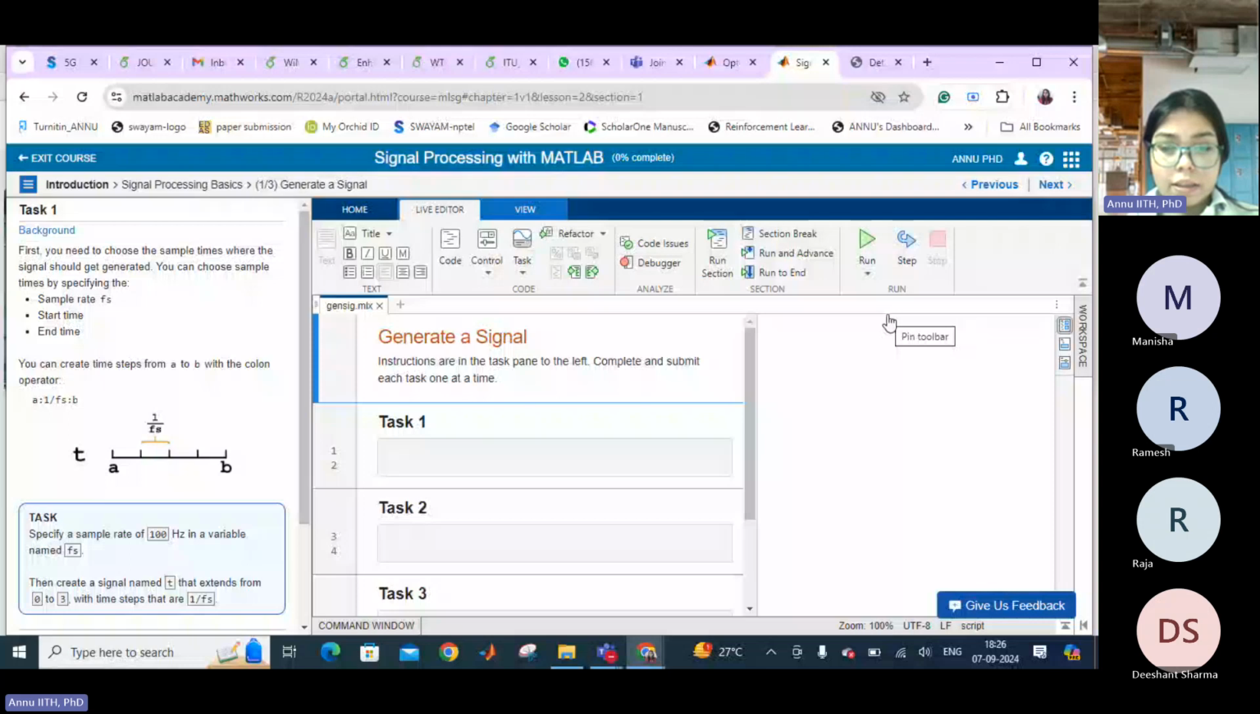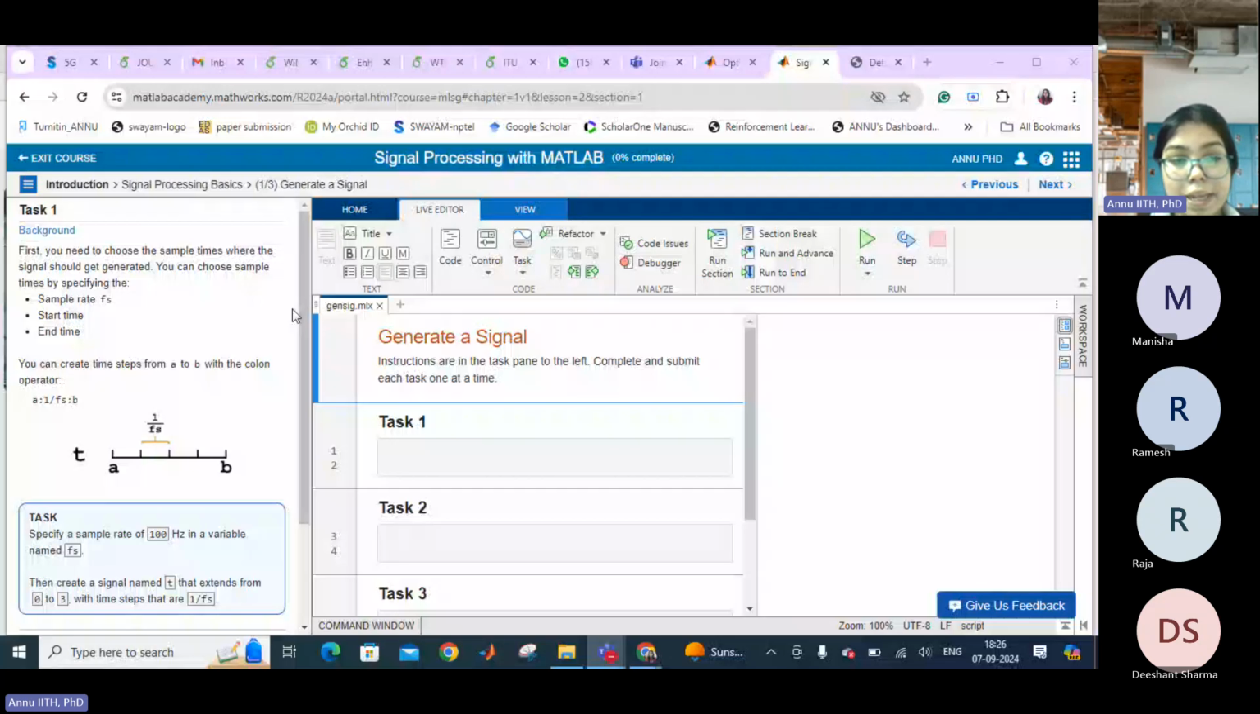So after Markov model, the second topic was analog to digital conversion. Previously we saw how to generate a signal, and that's fine. But after generating a signal, all the physically occurring signals are analog in nature. All of you agree? In order to convert the analog signal to digital, first we need to choose sample times. So the signal should be generated.